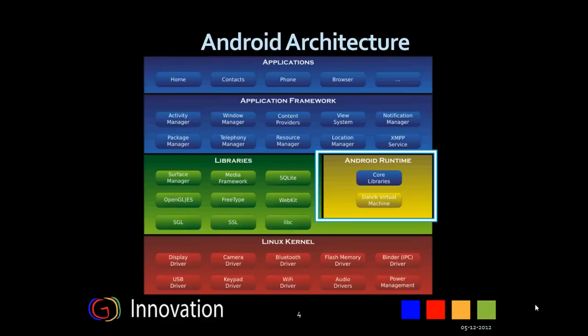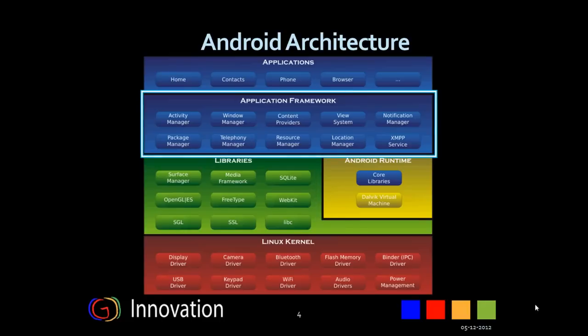It runs the optimized file format .dex files and Dalvik bytecode. Java .class or .jar files get converted into .dex files at build time. So all your applications run on Android runtime in a Dalvik virtual machine.